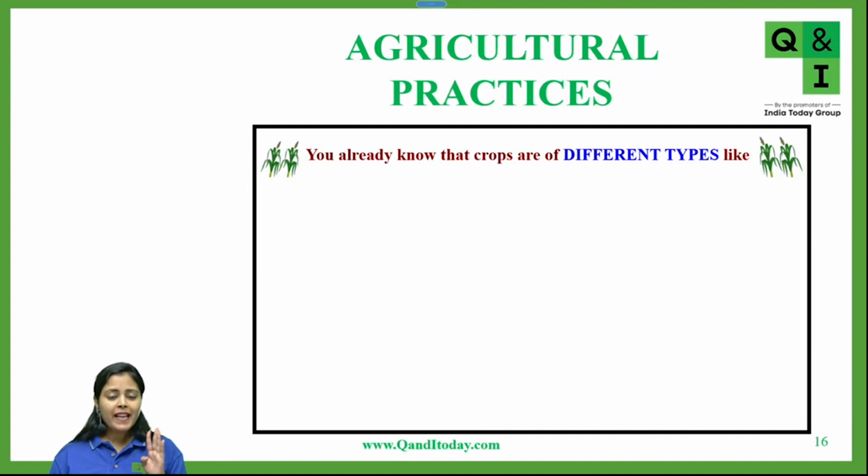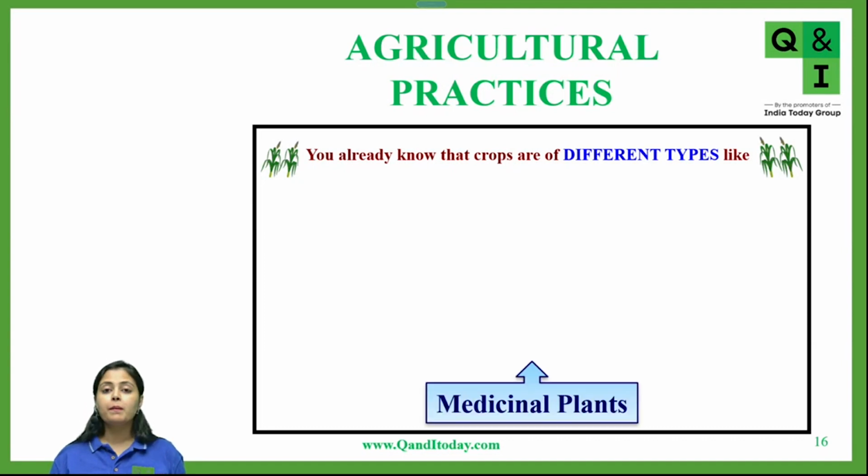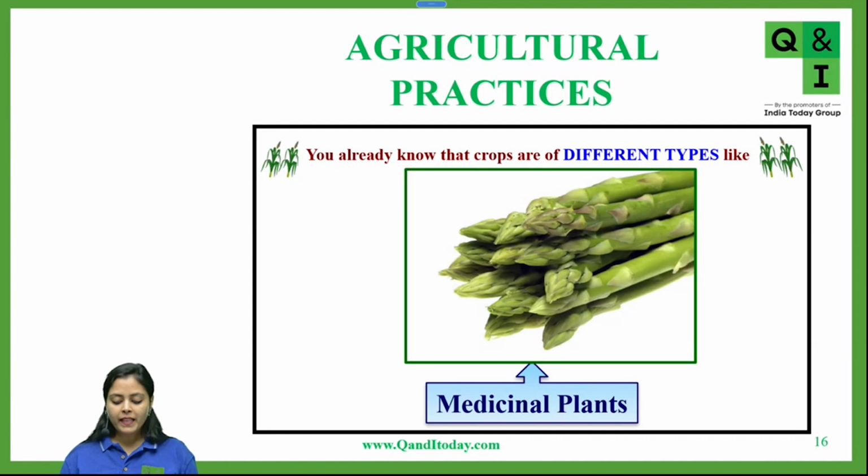Now, according to NCERT, they have just described these 4 types of crops: cereals, vegetables, fruits, and flowers. I am going to tell you some other crops also, which are commonly grown by the farmers. For example, medicinal plants. So, medicinal plants.